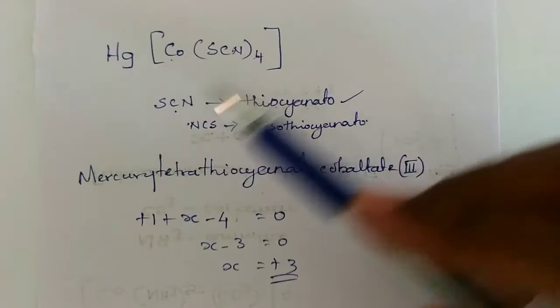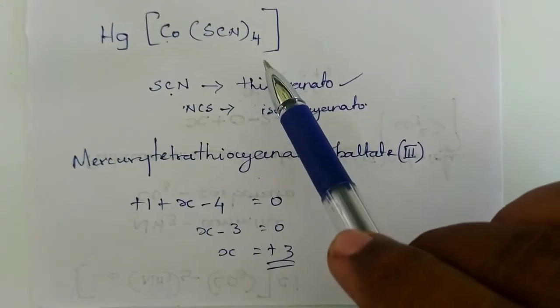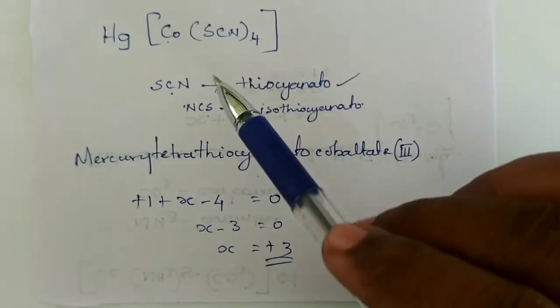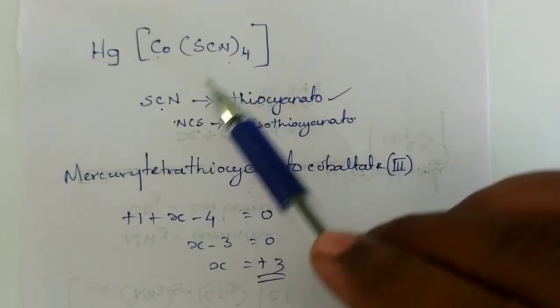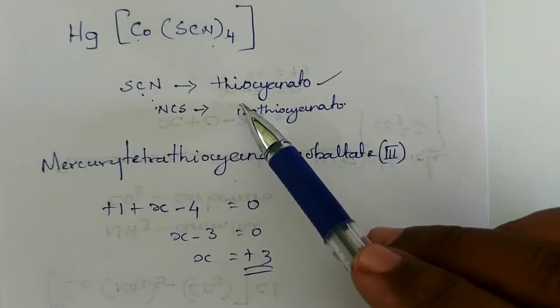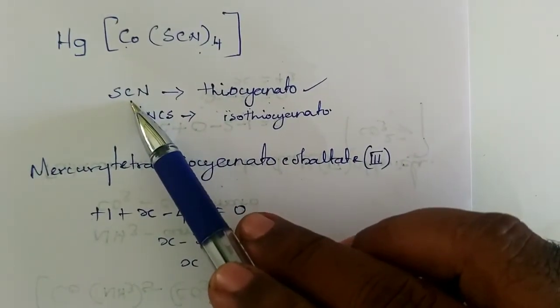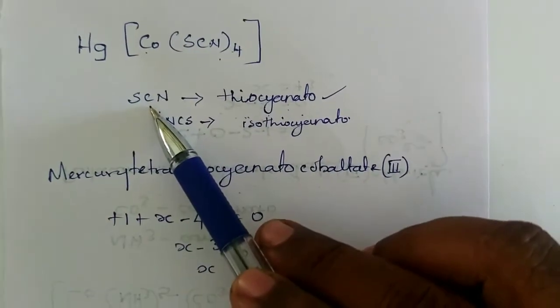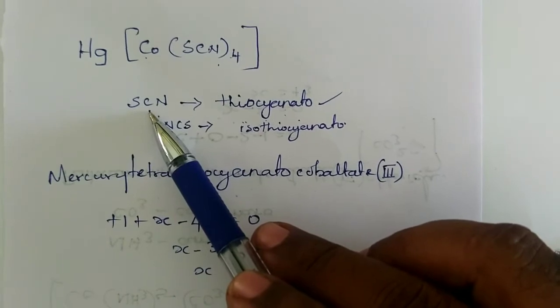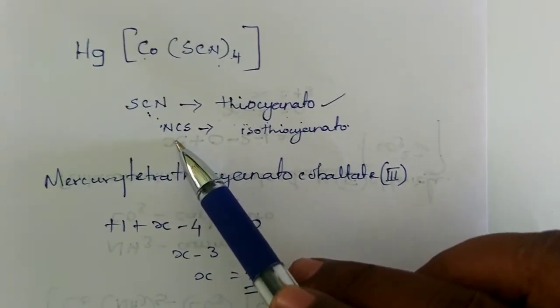Next, we have to write the name of Hg[Co(SCN)4]. Here, the ligand present is SCN. SCN, when it acts as a ligand, is called thiocyanato. This thiocyanato is an ambidentate ligand. So, in some coordination compound examples, it may be written as NCS.